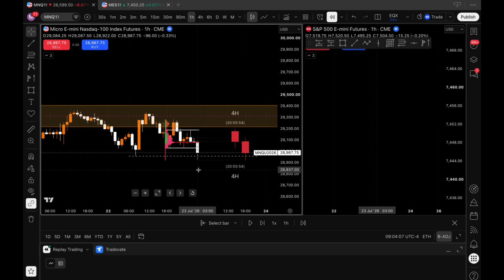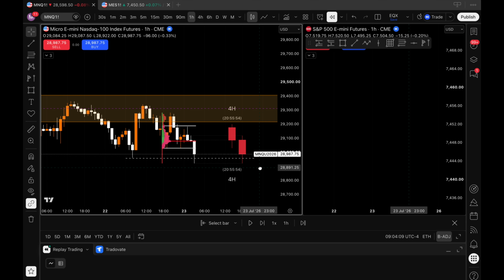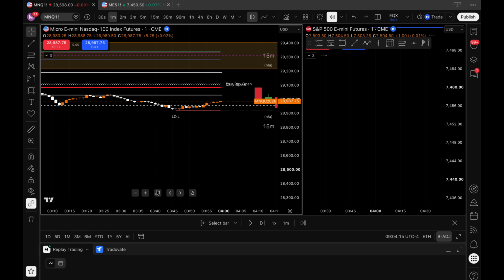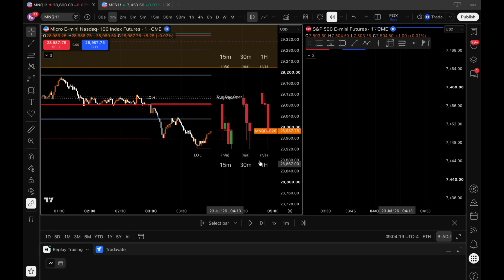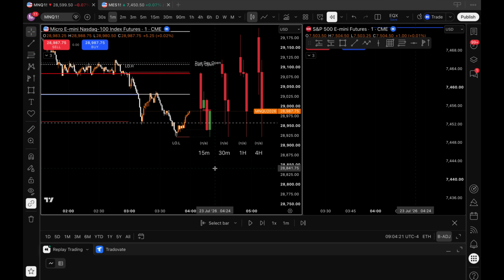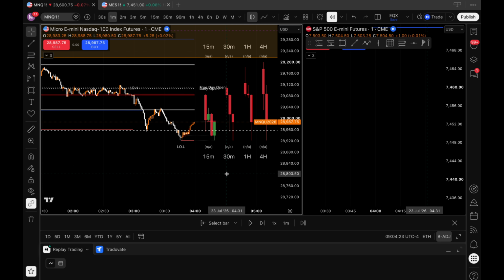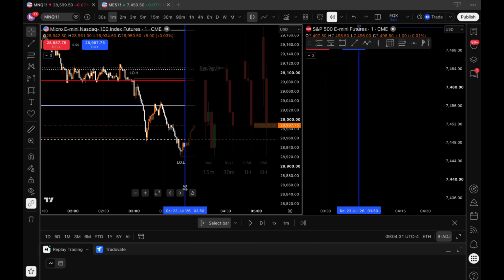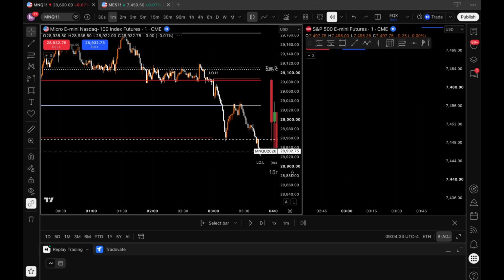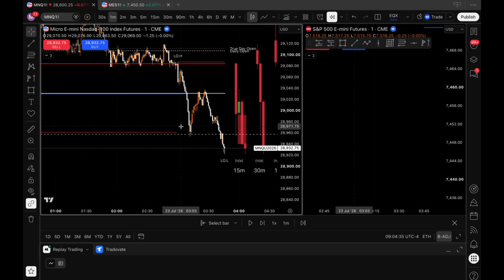Okay, so London opens, and as you can see, it sweeps down sell side. There we go. We drop time frames. We can see it takes a sell side, and we're now trading higher. Okay, this is too late. There we go. Okay, so we sweep down the sell side.